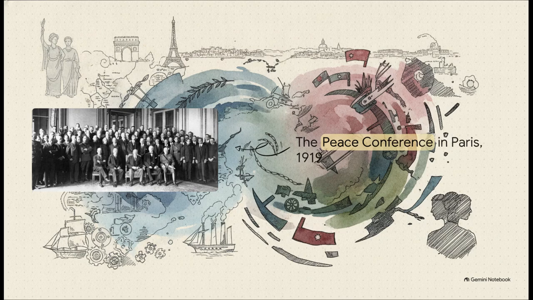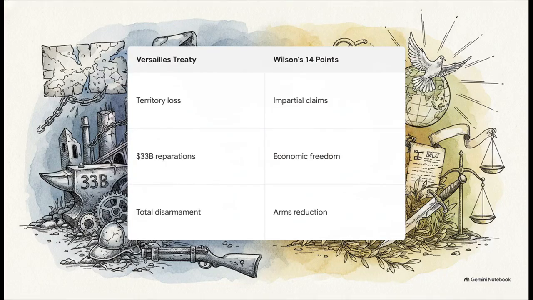But as we'll quickly see, this room was absolutely packed with leaders who had radically different and heavily competing visions for what the future should actually look like. When you compare the ideals to the reality, it's wild to see how drastically the final treaty deviated from American President Woodrow Wilson's initial optimistic hopes. Wilson proposed his famous 14 points, aiming for impartial colonial settlements, removing economic barriers, and global disarmament.